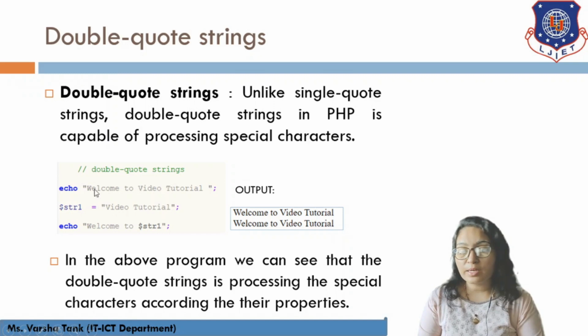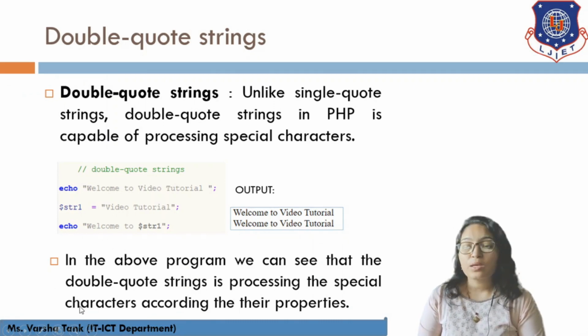Now look at this example, welcome to video tutorial. What changes from the last slide? Here we have used double quotes rather than single quotes. Now $str is equal to video tutorial and echo 'welcome to $str'. So it will print welcome to video tutorial. If we had used single quotes, it would display welcome to $str. But here it will display welcome to video tutorial as we have defined it in a double quoted string.